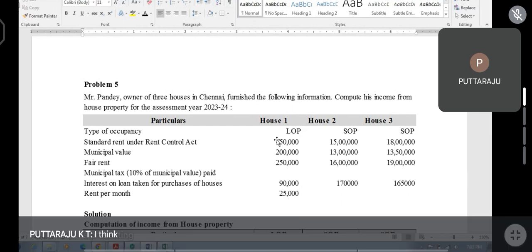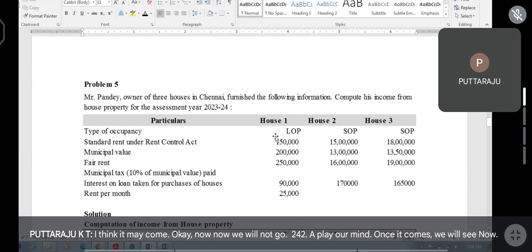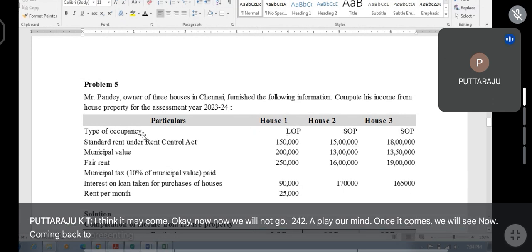I think it may come. Okay. Now we will not go too far to apply our mind. Once it comes, we will see. Now, coming back to this problem, types of occupancy: let out, self-occupied, self-occupied.